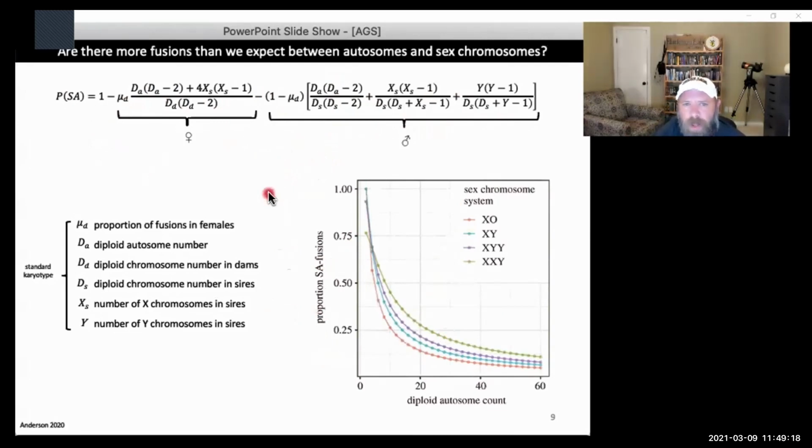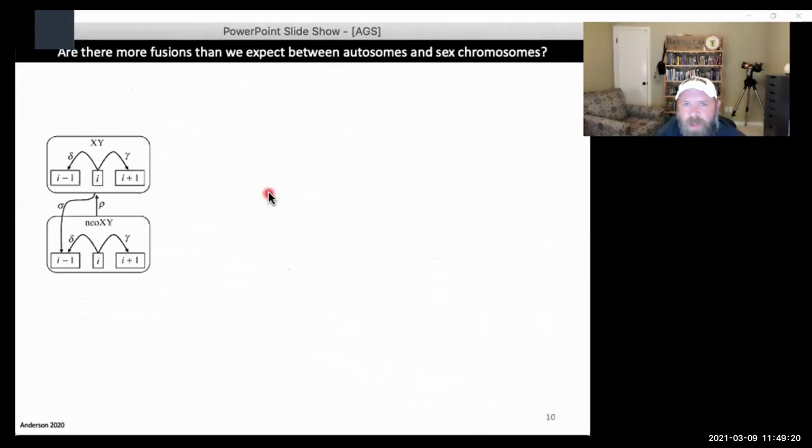And so let's look at how we apply it. The first step in being able to apply this is we actually need to be able to reconstruct the evolution of the karyotype across the phylogeny. What I'm showing you here is a Markov model that we use to do this. You can see these 2 large external squares. These are our 2 sex chromosome systems that we have on a phylogeny. In this quick case, it's XY and neo-XY.